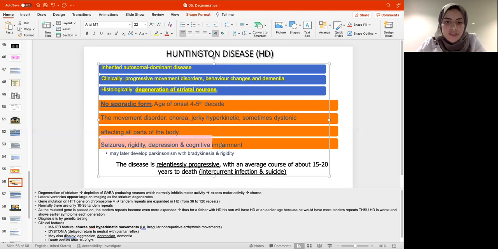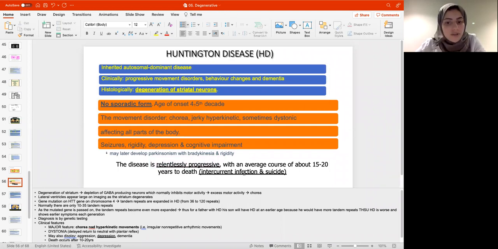They can have seizures, rigidity, depression, and cognitive impairment. Again, it can cause dementia. Later on, they can develop Parkinsonism with bradykinesia and rigidity. That's important, but that's later on. It's relentlessly progressive, meaning it gets a lot worse with time, and the average course is 15 to 20 years to death. Like I said, there's no cure, so they eventually die within 15 to 20 years.